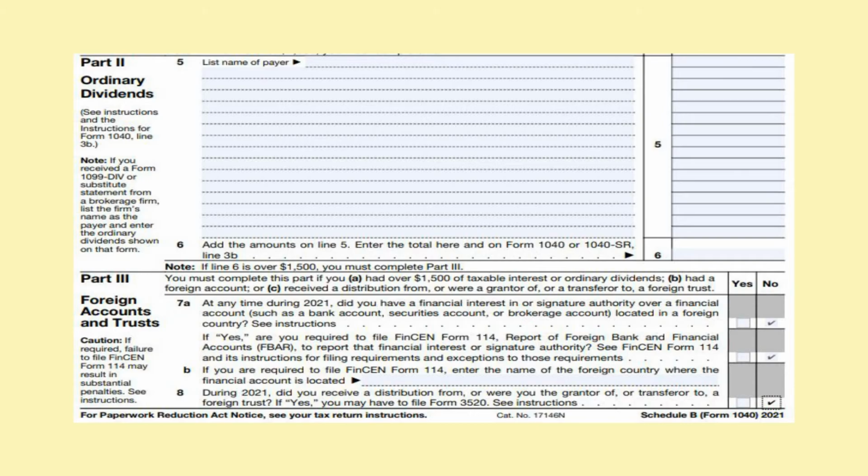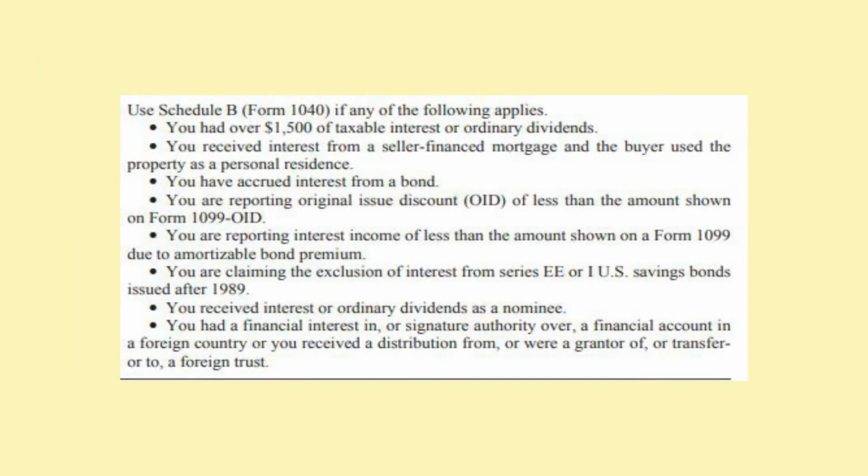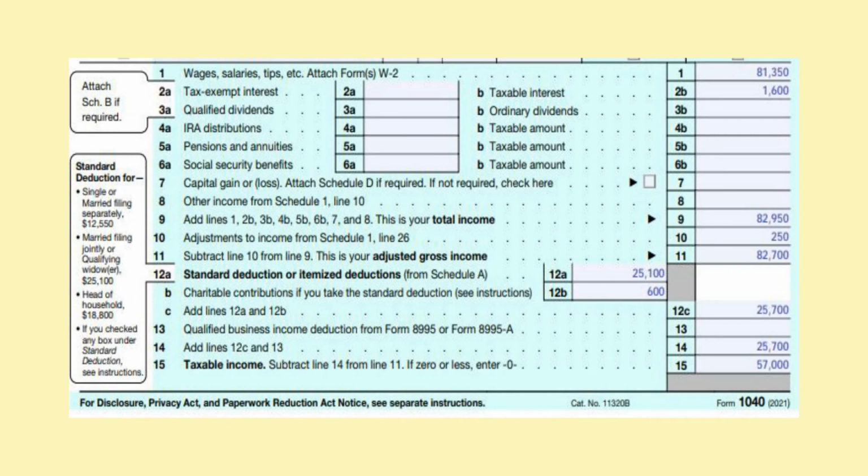In addition to having interest and dividends of over $1,500, there are a few other examples when you would have to file a Schedule B. They are listed here. On line 4, put your IRA distributions. On line 5, your pensions and annuities. These would be reported to you on Form 1099-R.